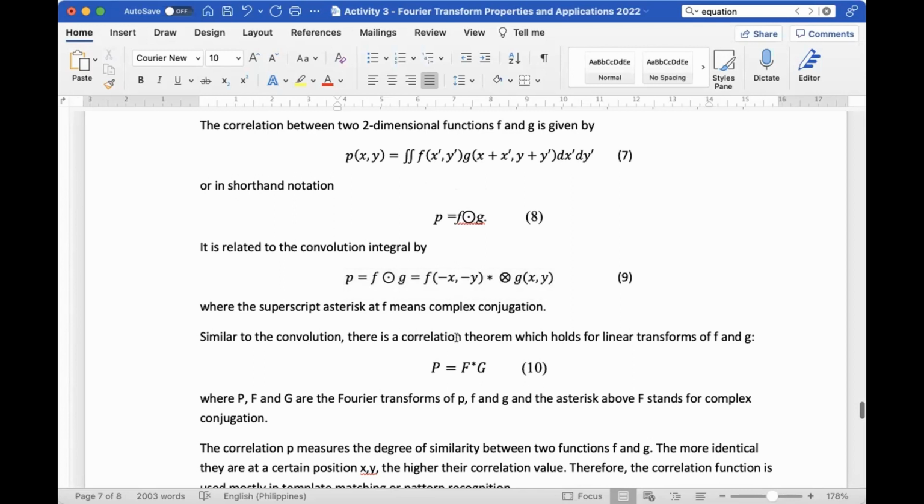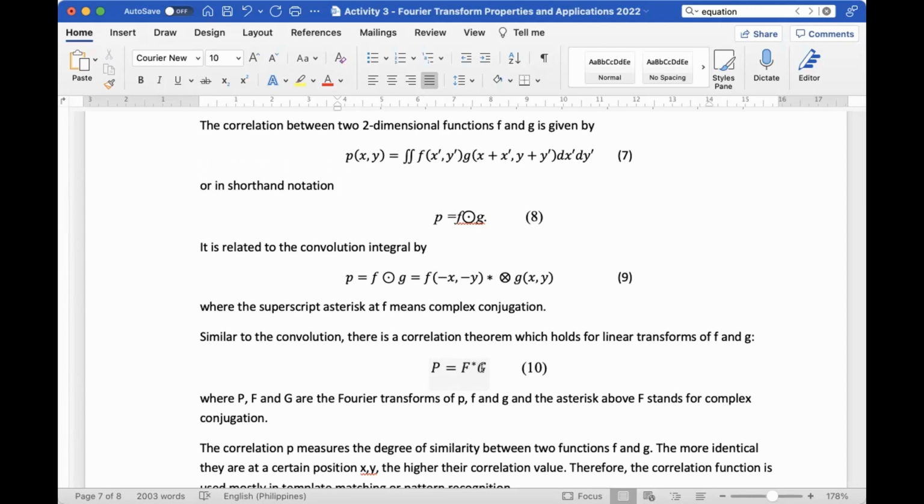Similar to the convolution, there is a correlation theorem which holds for linear transforms of f and g. Okay, so the correlation, pag kinuha mo yung Fourier transform nitong tatlong to, P, F, and G, pag kinuha mo yung product ng big F, Fourier transform ng F, complex conjugate mo siya.